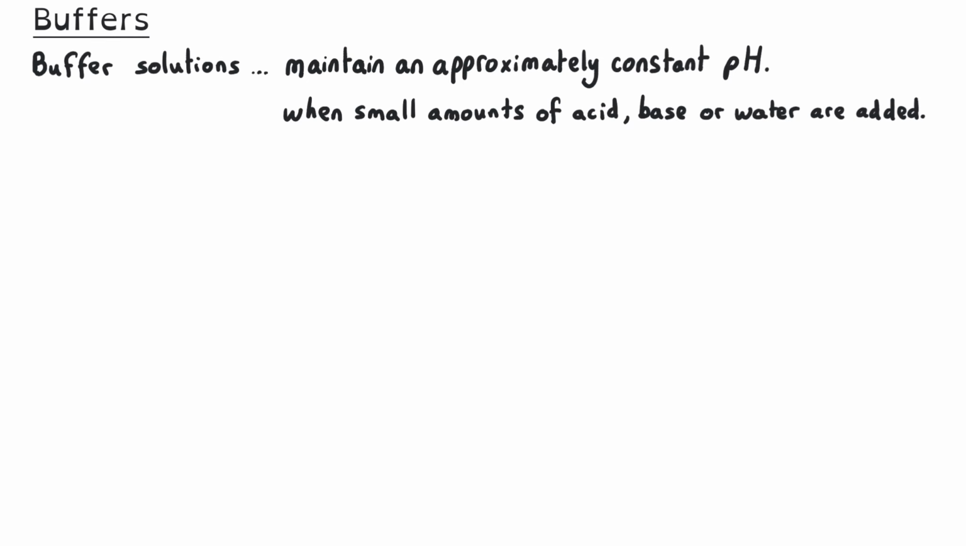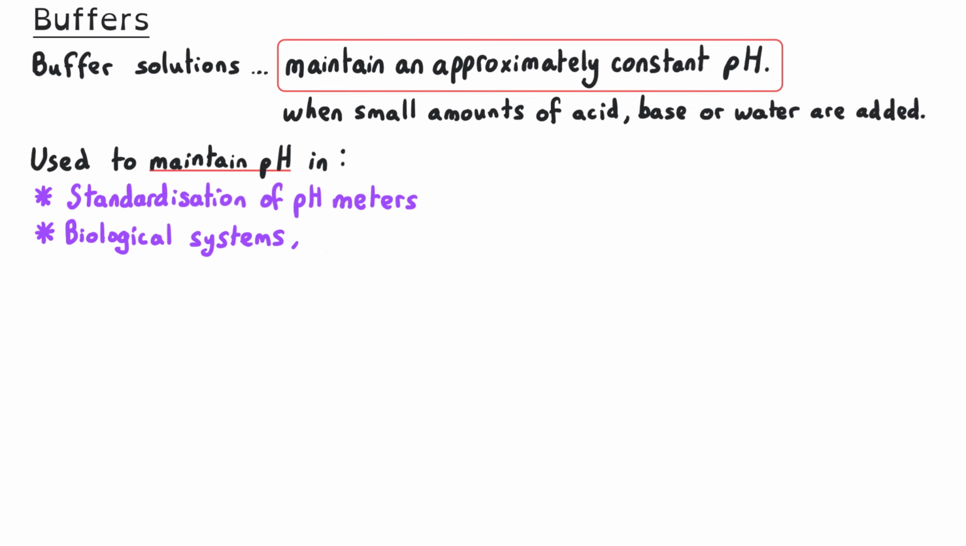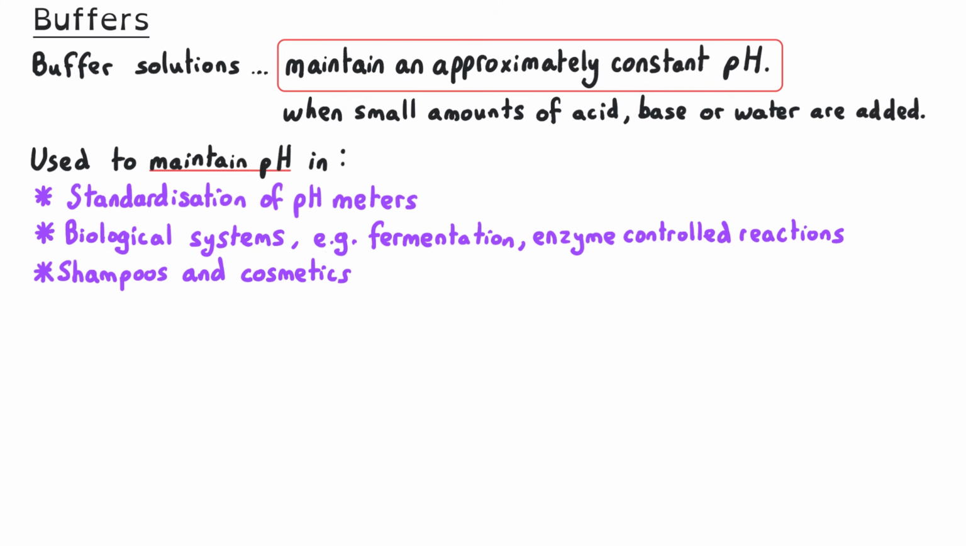Buffer solutions are designed to resist slight changes in pH when small amounts of acid, base, or water are added. There are a variety of different uses for buffers, but what they all have in common is that the buffer solution is used to maintain pH levels. For instance, when we're standardizing pH meters, or if we are carrying out a biological systems reaction, for instance fermentation, or if there's an enzyme-controlled reaction and we want to provide the optimum pH for enzyme activity, as the enzyme may become denatured in extremes of pH. They're also used to maintain the pH in shampoos and cosmetics.